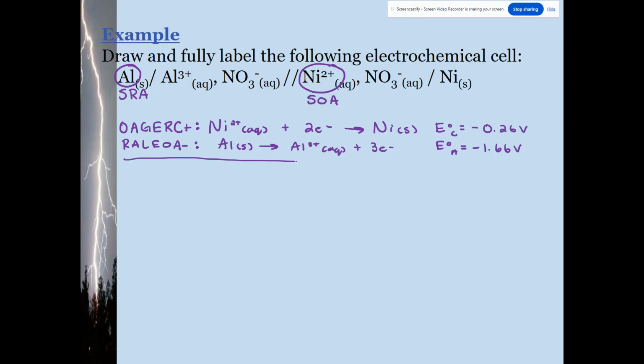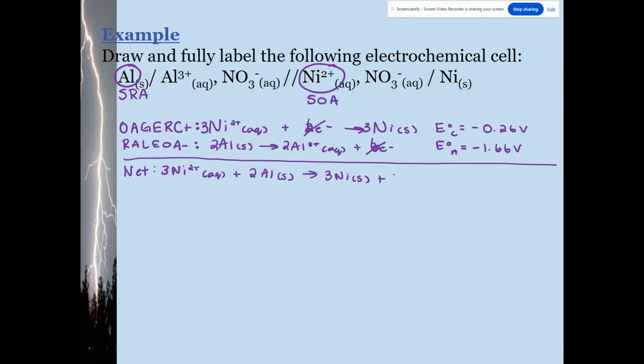So to make my net reaction, I have to multiply this reaction by 3 and multiply the aluminum reaction by 2 to make the electron transfers balance. But notice again, I did not multiply the voltages. We do not multiply the voltages, okay? So I have 3 nickel 2 plus ions reacting with 2 aluminum solid atoms to form 3 nickel solid atoms and 2 aluminum 3 plus ions.